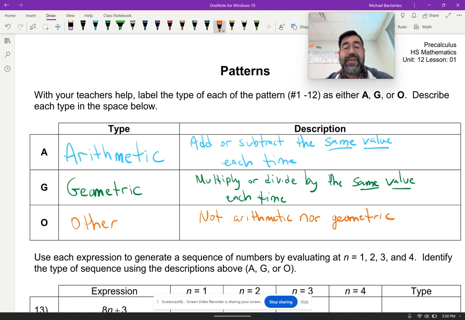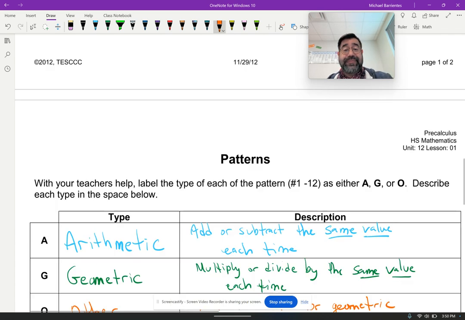I'm going to leave this here on the screen. So you have these three labels that we're going to apply. There's different types of patterns, but in pre-calc we're specifically going to study arithmetic sequences or patterns and geometric sequences or patterns. So remember, arithmetic, we're adding and subtracting the same number. Geometric, we're multiplying and dividing by the same number. Other means it's neither one of the other two.